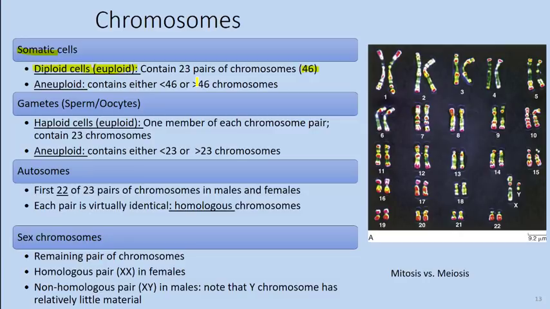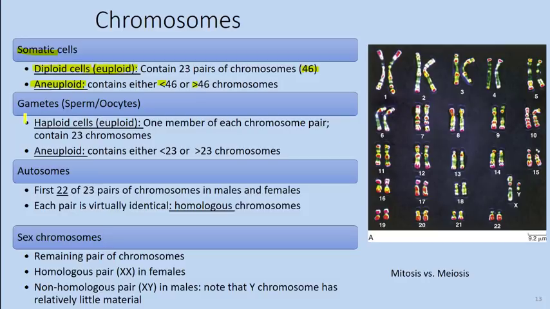Now, each pair is donated, one by the mother and one by the father. We know that new cells are formed by the process of mitosis when it comes to somatic cells. Now, a somatic cell that does not contain the normal number of chromosomes, so if it has less than or greater than 46 chromosomes, is considered not euploid, which is normal, but aneuploid. We'll talk about those examples soon.